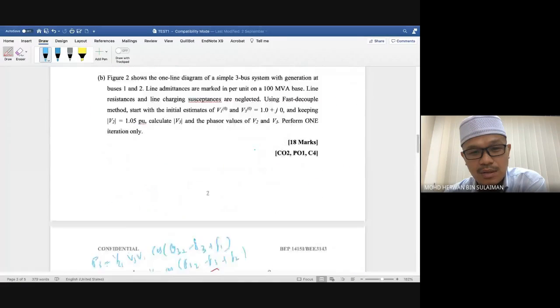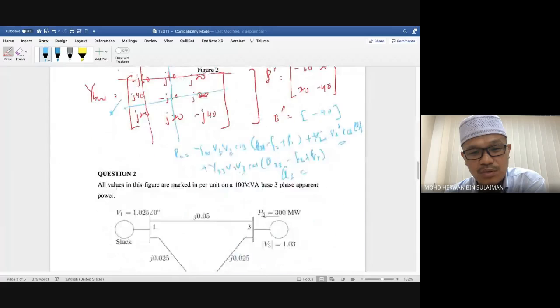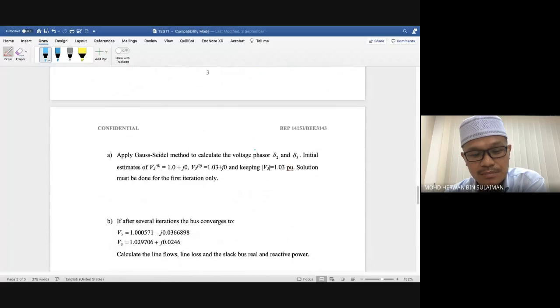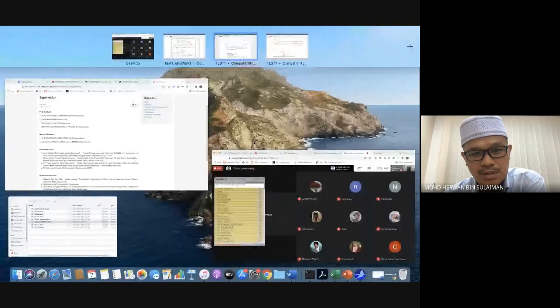Okay. Tadi soalan Gauss Seidel 2 bas. So ni kita tengok balik soalan Gauss Seidel kalau 3 bas. Saya rasa sama kot, senang je ni.